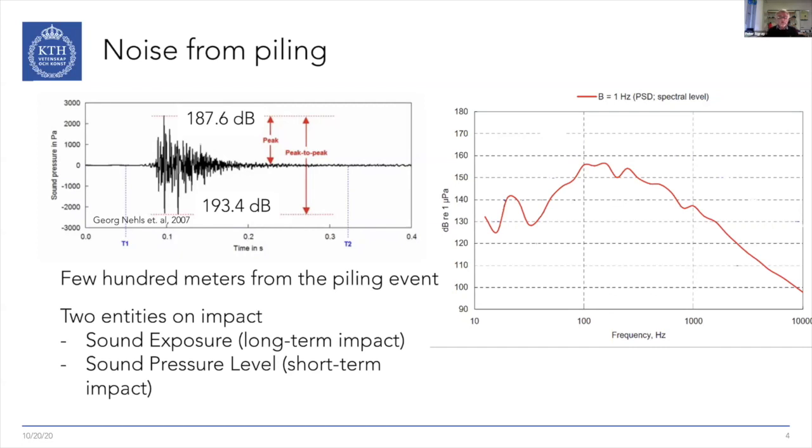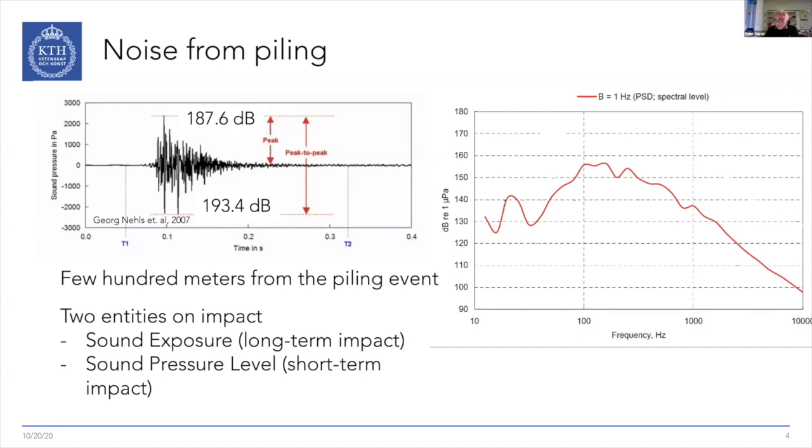What I'm showing in the upper figure is the sound pressure level. But if I show all the pulses all the time, then it is the sound exposure that becomes the problem. So how long does this event take place? About 1 hour. Every second we have this hammering and it continues for 1 hour for one pile. Then they move to the next pile and the next pile. So it's a pretty long process. It actually covers a large area with noise for a long time.